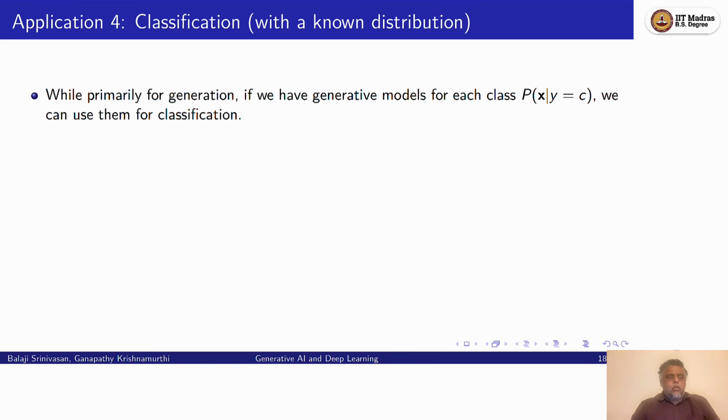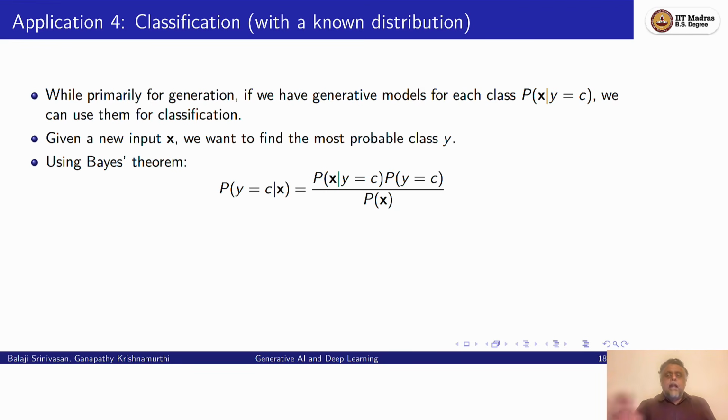So we have to look at one more application, which is classification, right? So here, this is something you have looked at already with CNNs. We input an image, and the trained CNN will indicate the class of the image. Now, we can use a generative model for this purpose also. So for instance, if we have generative models for each class, that is p of x given y equal to a certain class, we can use them for classification. So how do you do this? Given a new input x, we find the most probable class y.